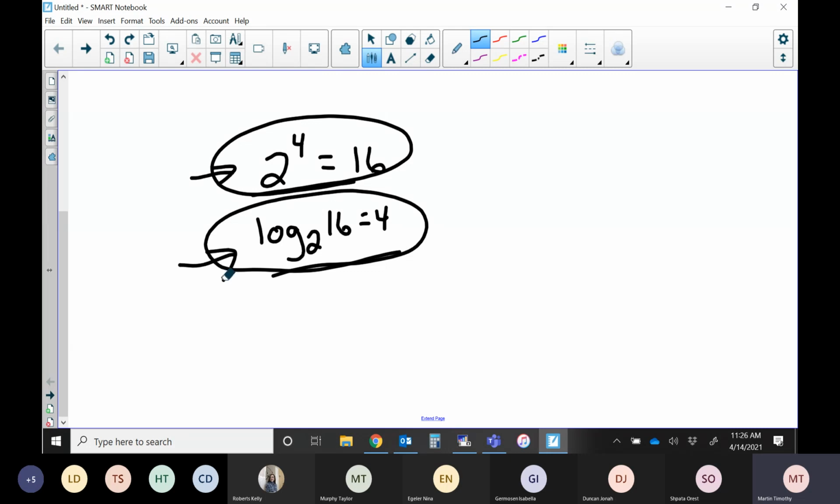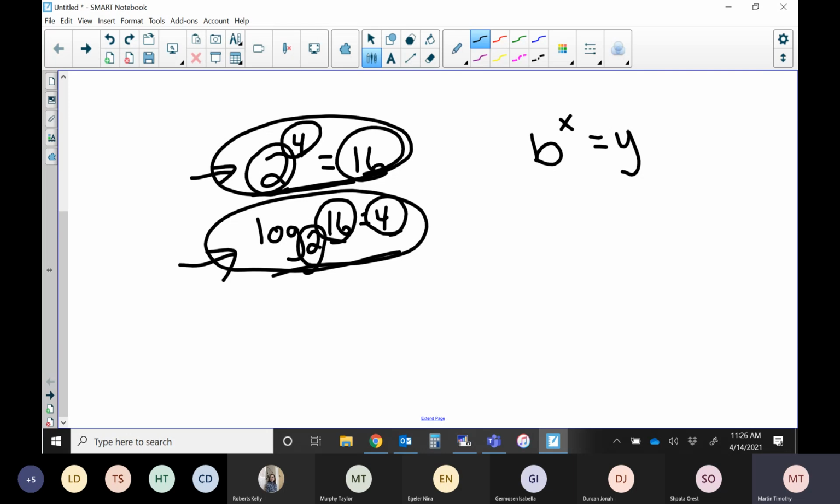Now notice, this is called the base. This is called the exponent, and basically this is the answer. Well, if you look down here, the base went right here, the answer went right here, and the exponent went over here. So if I asked you b to the x equals y, right? Because it doesn't matter what b is, it doesn't matter what the number x is, it doesn't matter what number y is, it matters its location. What would you write in log form?